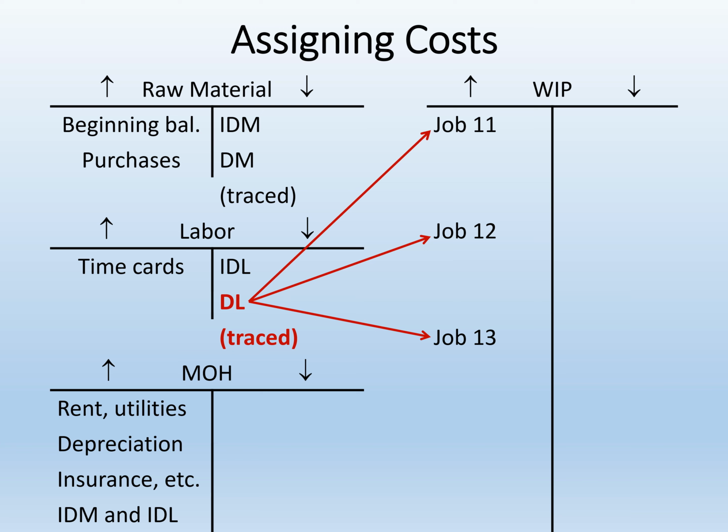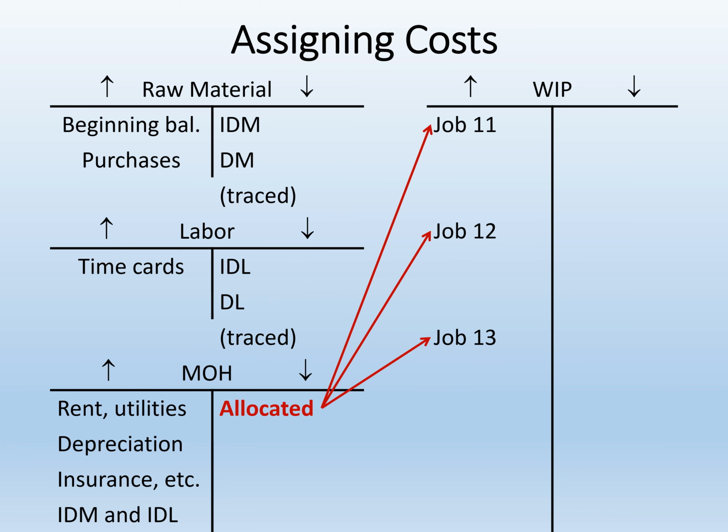The same thing is true for direct labor. We can trace the direct labor costs to the various jobs in work in process because we have paperwork that shows us who worked on each job, how many hours they worked, and what their wage rate is.